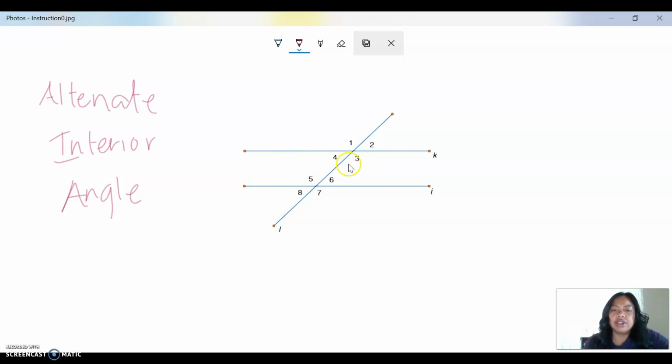And you know angles already. So alternate interior angles. For example, 4 and 6, you're alternating sides, and it's in the interior, so inside, in between the two parallel lines. So alternate interior angles are 4 and 6. Alternate interior angles are also 5 and 3. And again, when two parallel lines are cut by a transversal, these alternate interior angles, 4 and 6, and 5 and 3, are also congruent as well.